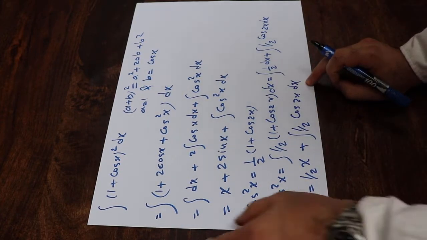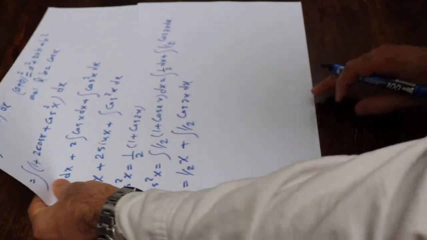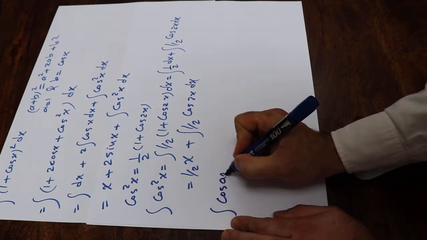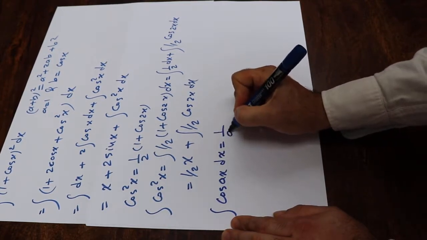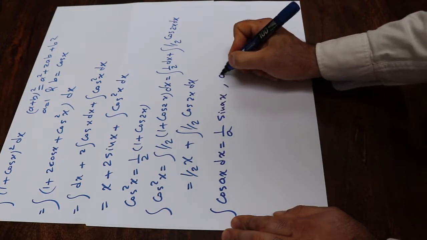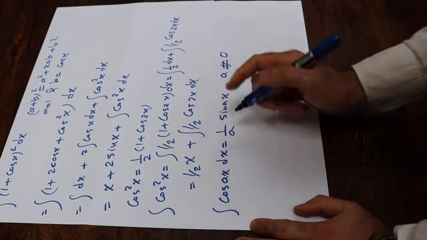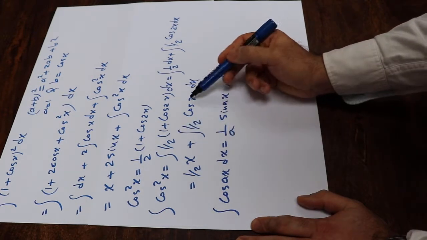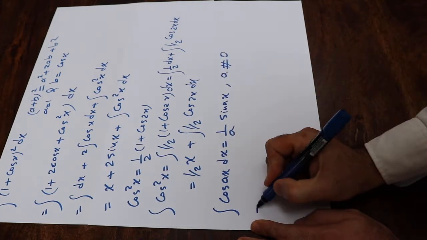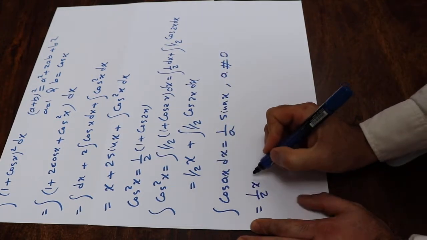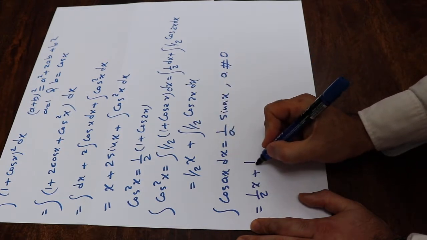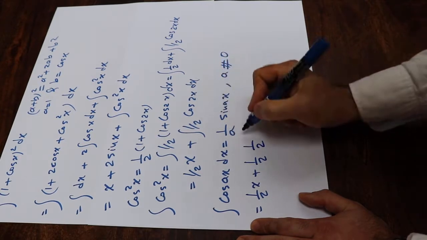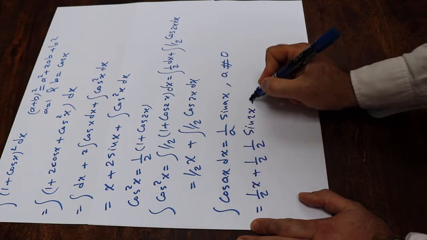For this integral you know that the integral of cosine ax dx will be equal to 1 divided by a sine ax, assuming a is not equal to 0. In this particular case a is equal to 2. So the integral of cosine 2x will be equal to 1 divided by 2 sine 2x. Therefore this one will be equal to 1 divided by 2 times x plus, that is constant, 1 divided by 2 times the integral of cosine 2x, which is 1 divided by a, that is 2, times sine 2x plus c.